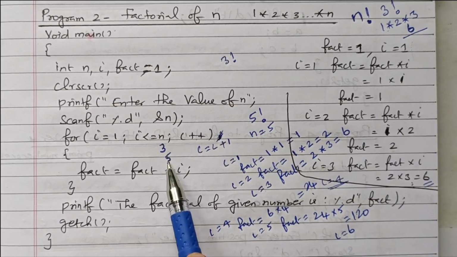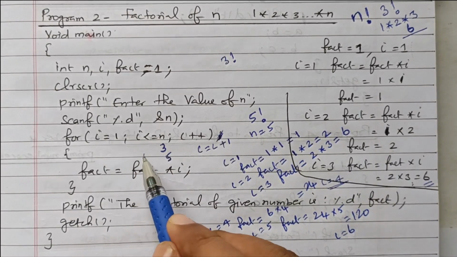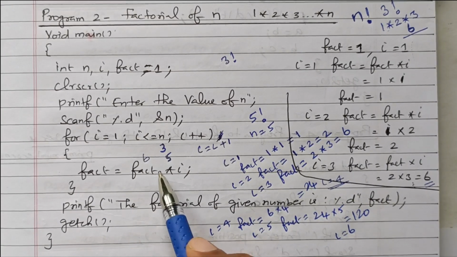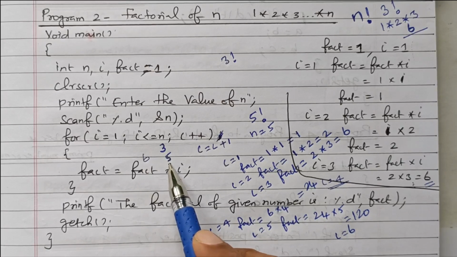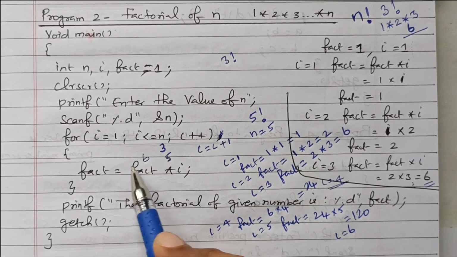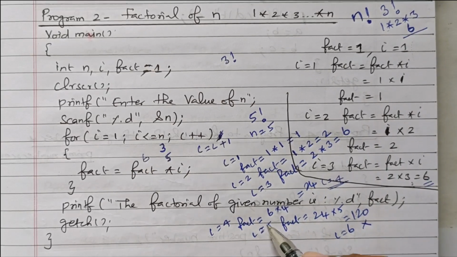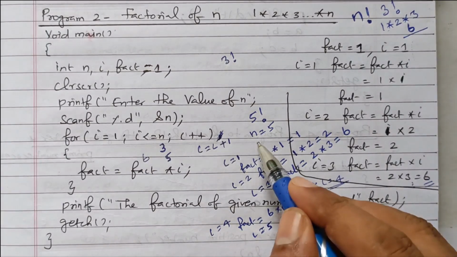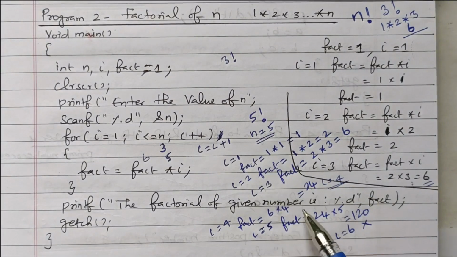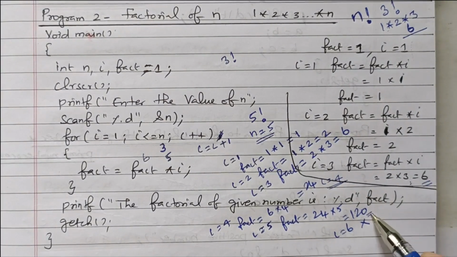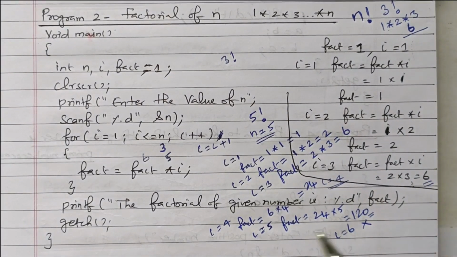See, this condition is not satisfied because n equal to 5 only. If I becomes 6, this condition is not satisfied. I less than or equal to 5, the condition is false. So the for loop will be terminated. Up to I equal to 5 only it will be executed because we gave n equal to 5. See, finally what we got is 120.